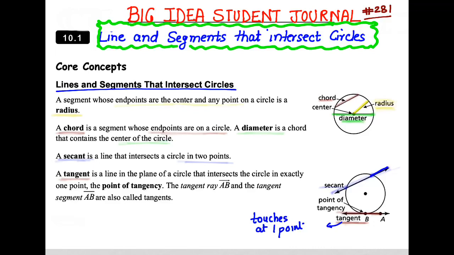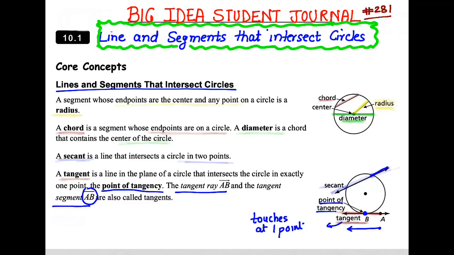And here the point where the tangent touches the circle is called the point of tangency. And here tangent ray AB is the tangent segment AB. If you're talking about tangent ray AB, this part is the tangent segment. You name it as AB. A segment is named like that.